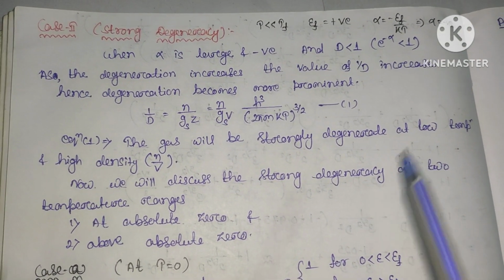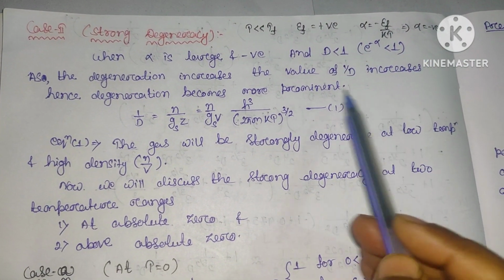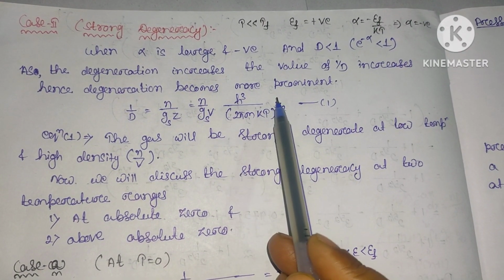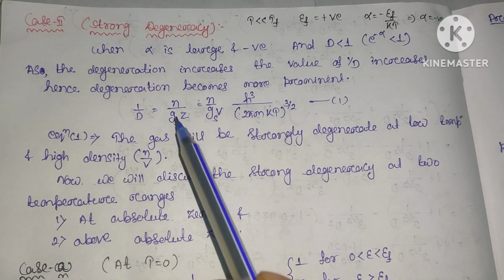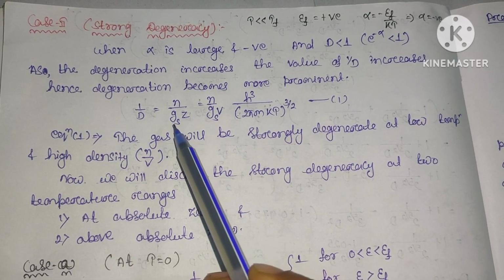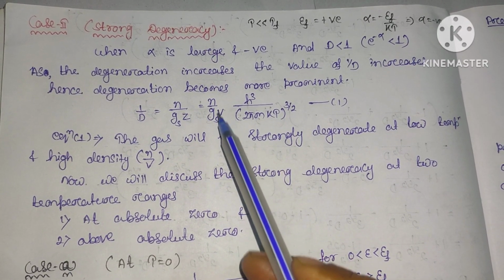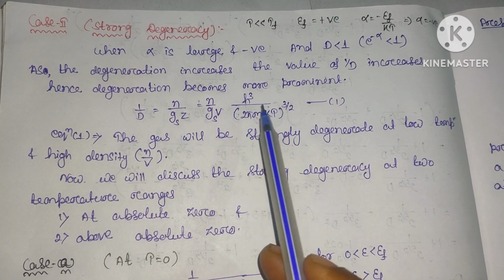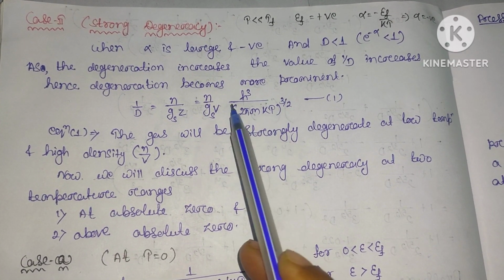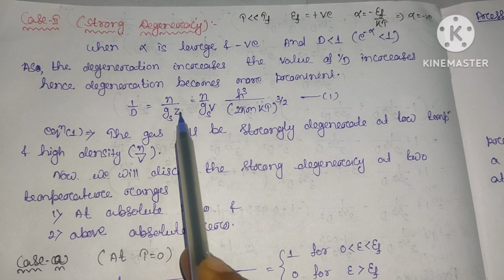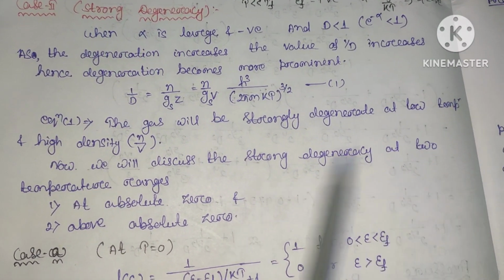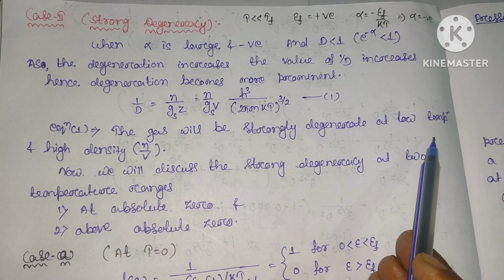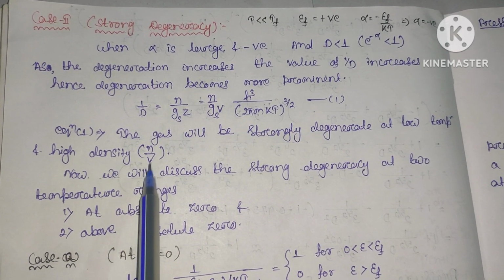Clear? As the degeneration increases, it means that when this value of 1 by d increases, the degeneration becomes more prominent. So let us see, this is 1 by d equal to n by GSZ, that is equal to n by GS into V. In place of this partition function we have substituted h cube by 2 pi mkT whole power 3 by 2. This is your partition function term, we have already discussed it. So from this equation 1, we know the gas will be strongly degenerate at low temperature and when the density is high. So let us see.